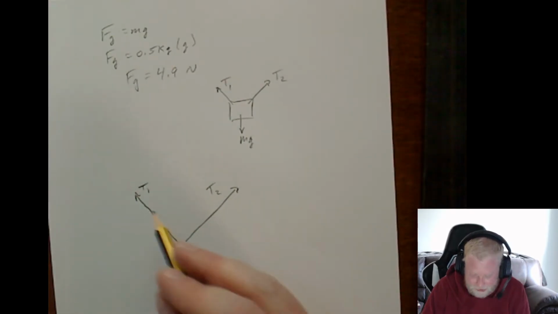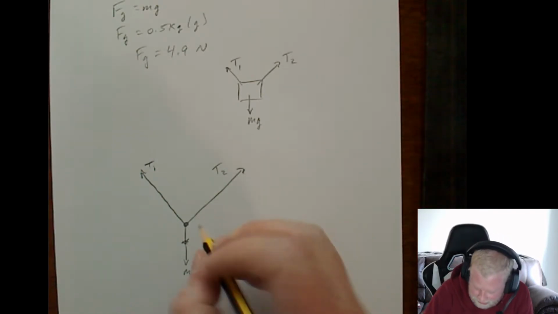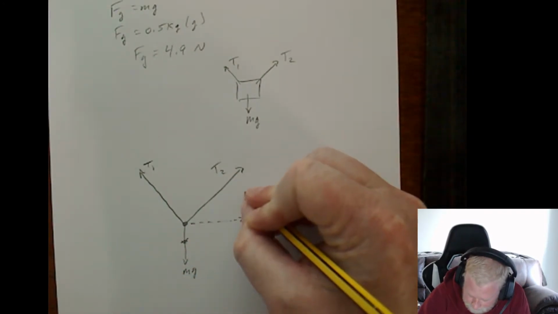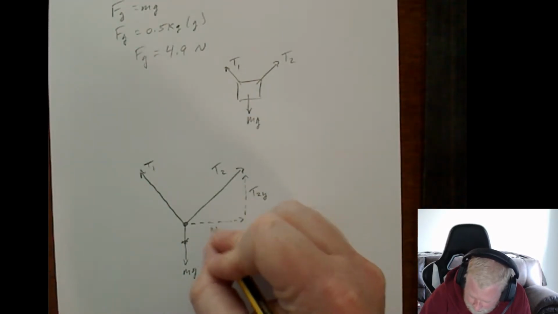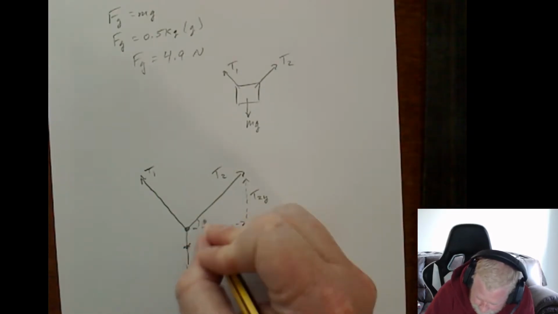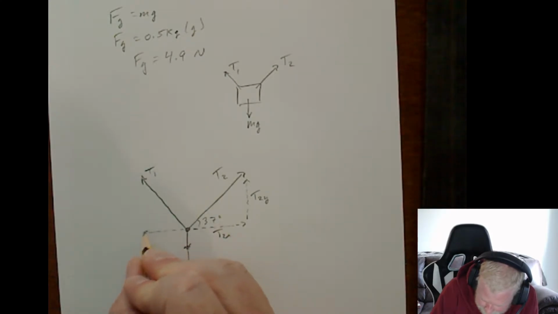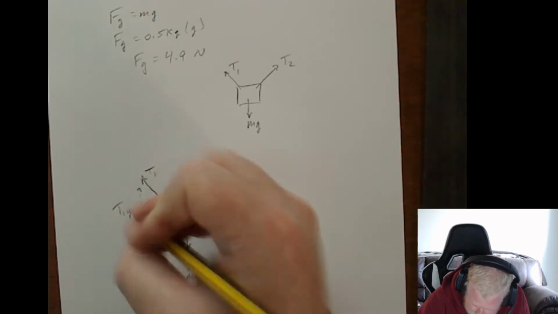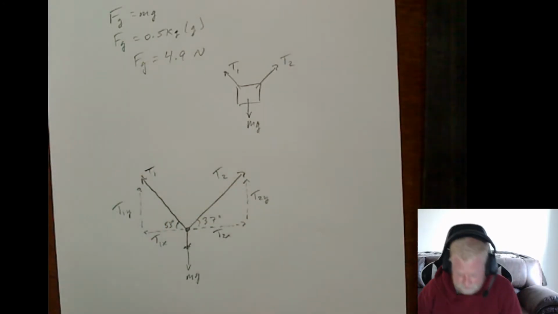Now, both of these tension forces exist within two dimensions, right? They both exist in the horizontal and they exist in the vertical. So let's go ahead and break these down into their component pieces. So we can call this T2y, we can call this T2x, we can call this angle 37 degrees. We can break this guy down, break this guy down. So T1y, T1x, and this is 53 degrees.